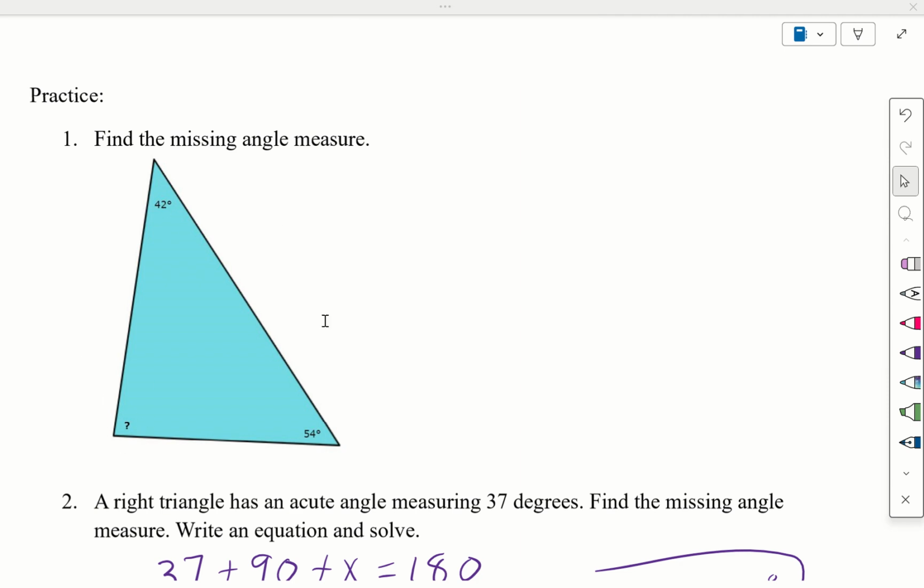So that's 42 plus 54 plus x equals what? Set up an equation, solve for that missing variable, and that will be your missing angle. So pause the video now, try example 1 there.